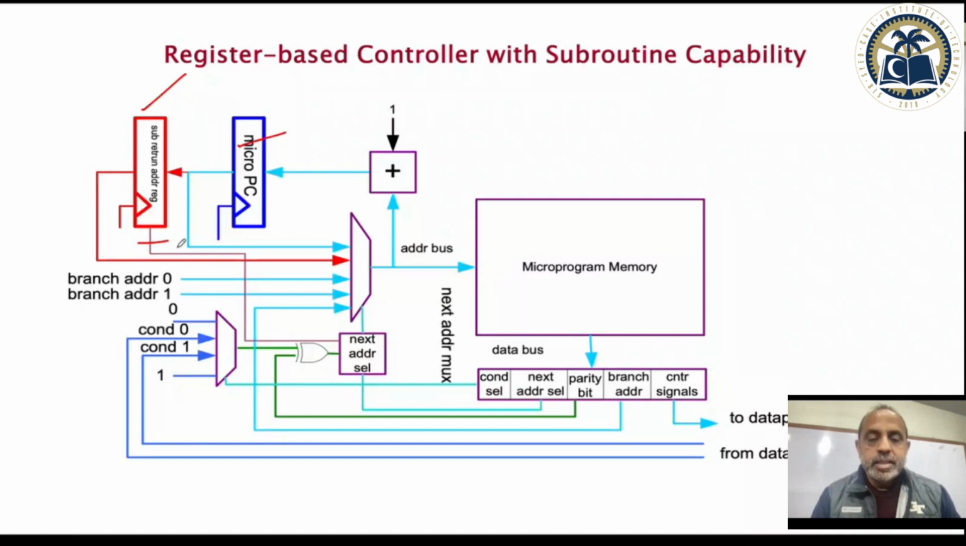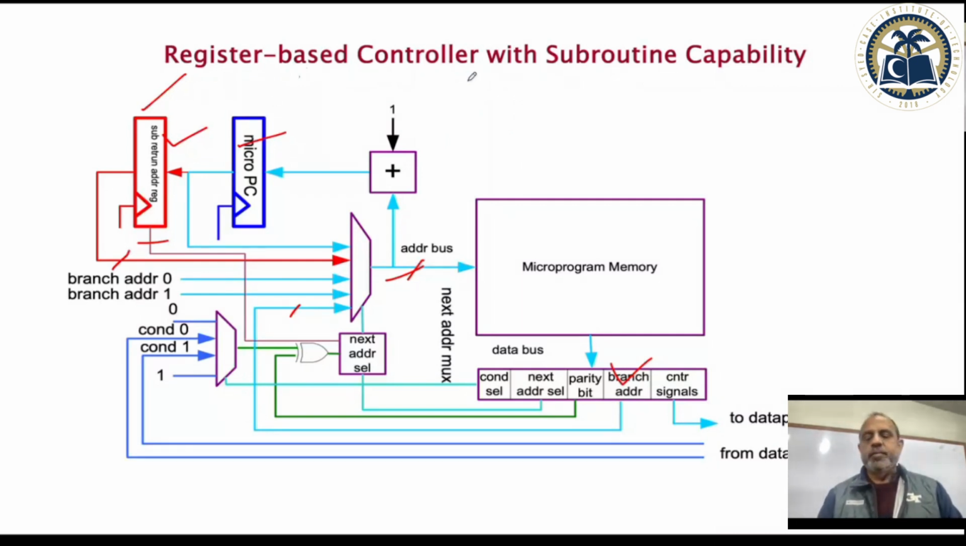But what gets here is the address of the subroutine, which is coming from part of the instruction, the branch address, from where it should jump. This branch address, which is part of the instruction, is here, and you start going here. Then once you return, the next address mux should select the return address. That's how you add the capability of subroutines in your micro-coded state machine based design.